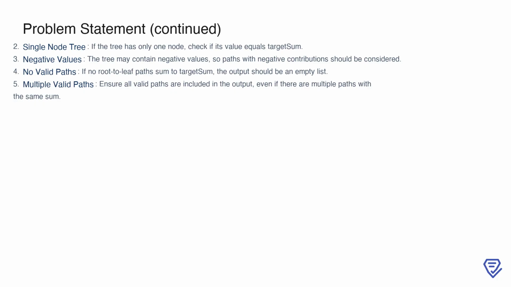Negative node values are allowed, so paths with negative contributions should be considered valid. If no paths satisfy the condition, the result must be an empty list. Lastly, if there are multiple valid paths, all of them must be included in the output, even if they result in the same sum. These considerations ensure the solution is robust and handles all scenarios correctly.